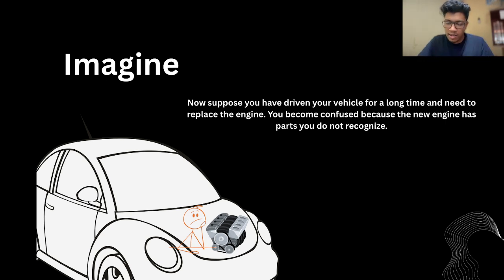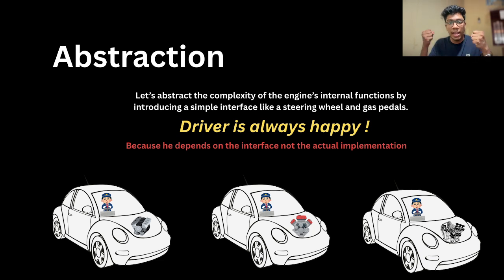Suppose a situation, in the real world, where we have a steering wheel and a gas pedal. You don't depend on the complexity of the engine. Instead, you depend on a simple interface, a steering wheel and a gas pedal. When the engine changes, you don't know about how the internals work. You just depend on the steering wheel and gas pedal. So the manufacturers can change the engine or change the way they have done it. It doesn't matter to you because you are provided with a steering wheel and a gas pedal. So this is the concept of abstraction.